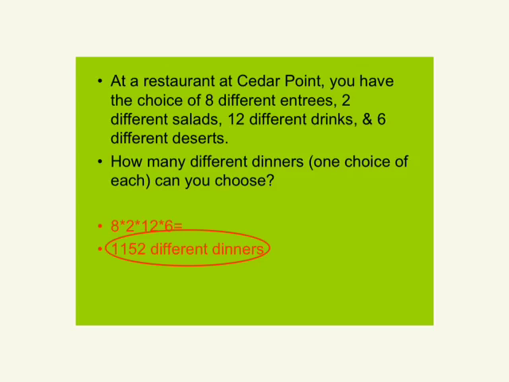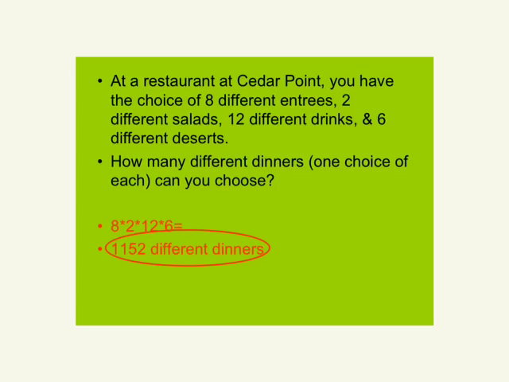Well, what we would do is take event 1, which is 8 different entrees, times event 2, which is 2 different salads, times event 3, which is 12 different drinks, times event 4, which is 6 different desserts. So 8 times 2 times 12 times 6 would tell us that there are 1,152 different dinners that are possible to create.